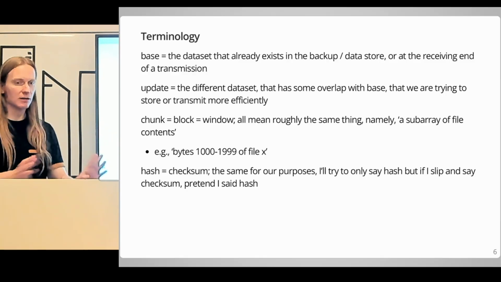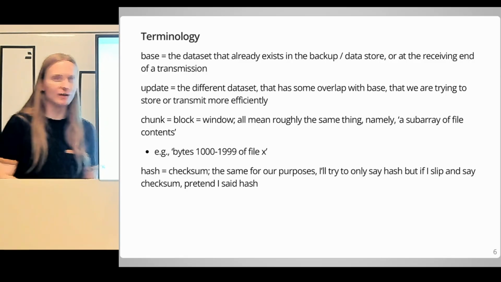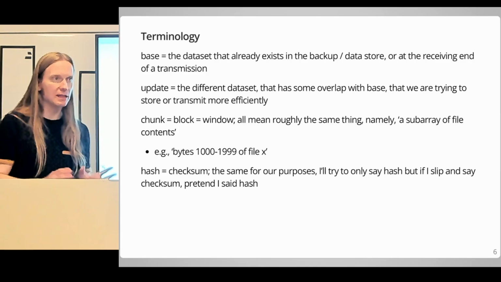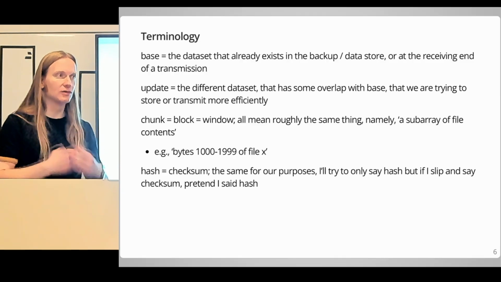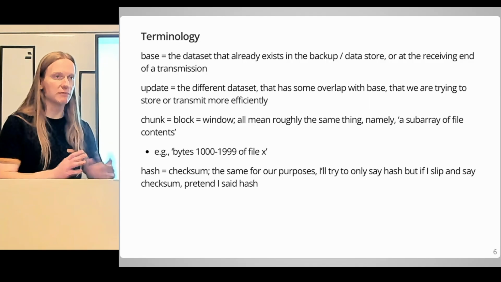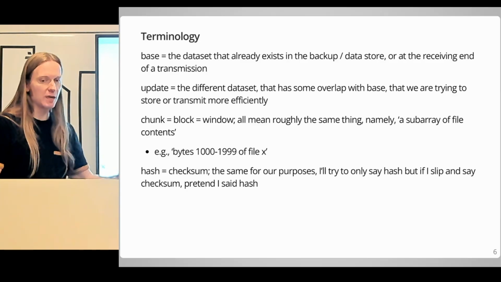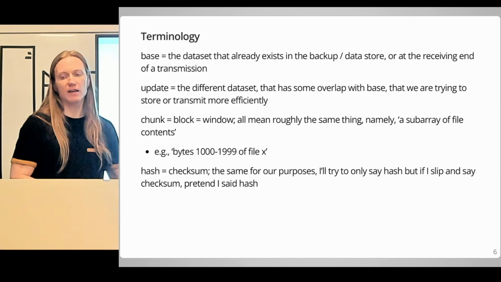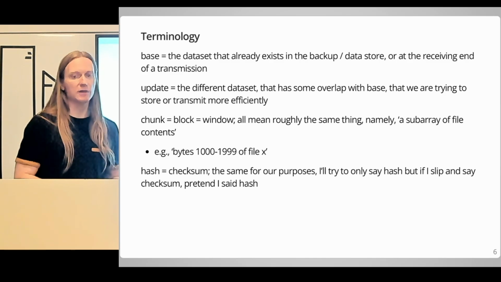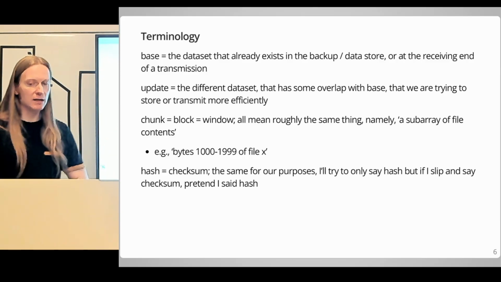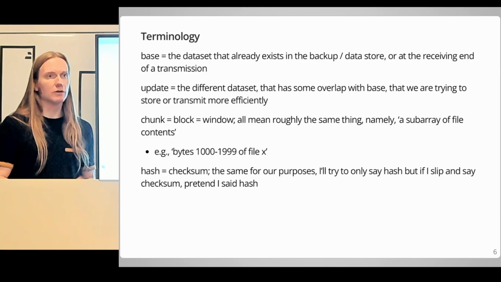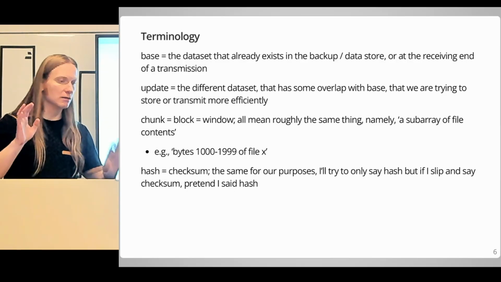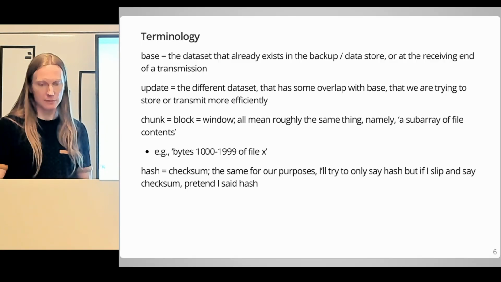I'm just going to try to define some terminology that hopefully makes the rest of the talk clearer. I'm assuming we've got two data sets. This generalizes to a bunch of different related data sets, but we'll just look at the case where there's two. You say there's the base and the update. We already have a base data set, and it already exists on the backup drive or at the receiving end of the transmission. And the update is some other data set that has some overlap, and we're trying to store it or transmit it efficiently. So we've got base, update, and we're trying to find stuff in the update that's already in the base.